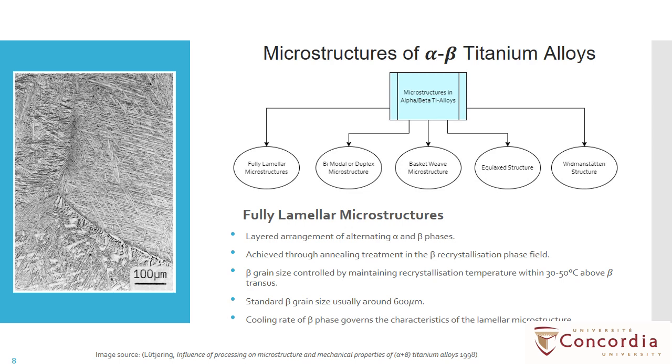In fully lamellar microstructures, we have a layered arrangement of alternating alpha-beta phases, forming thin parallel plates across the alloy. To control the beta grain size, recrystallization temperature is maintained at 30 to 50 degrees Celsius above the beta transus. The standard beta grain size is usually around 600 micrometers.